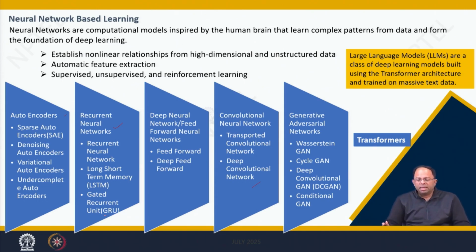And then there are generative adversarial networks such as GAN, Wasserstein GAN, CycleGAN, then deep convolution GAN, DCGAN, conditional GAN, and so on. So this is where we can also generate new information. Then there are transformers, where the entire feature set is looked upon together and then a decision is taken. So that's the transformer approach. This is now becoming very, very important, particularly in large language models.